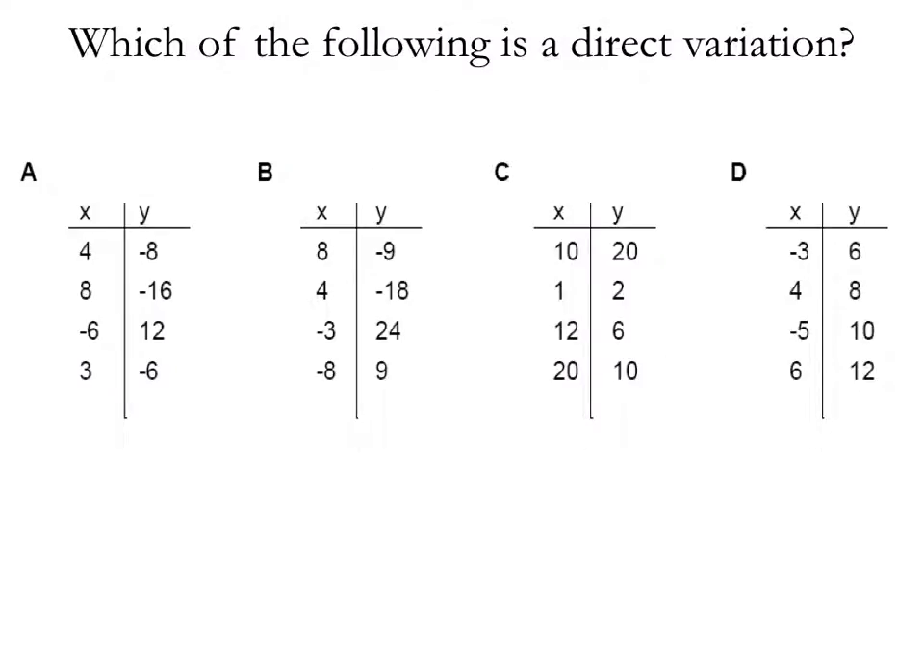Okay, go ahead and pause the video and then pick which one of these has direct variation. So there's only one of these that's direct variation, which means which one has k consistent for all ordered pairs, and pick that one only.